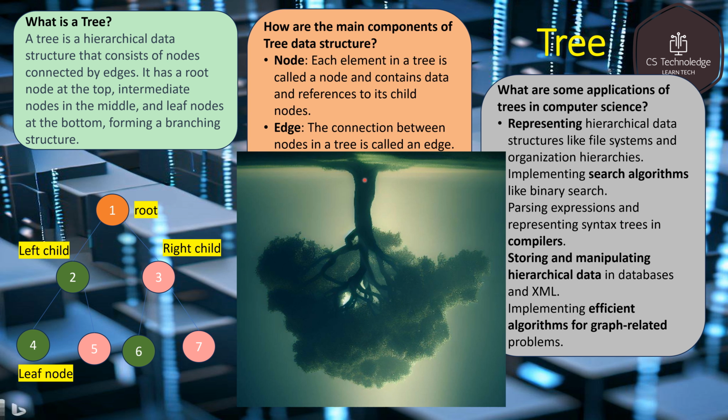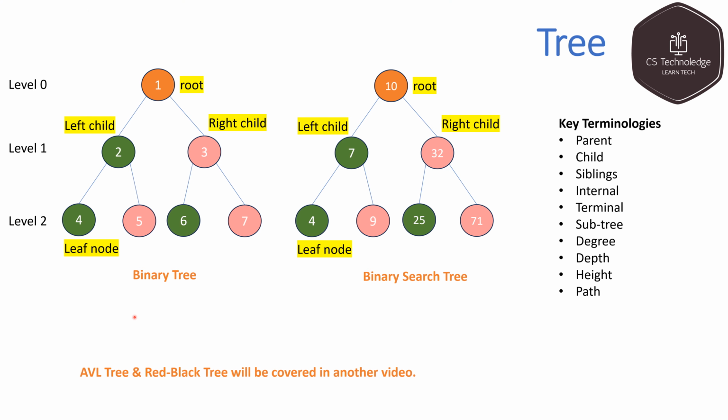Generally, you have to picturize the tree data structure as an inverted tree, right? At the top you get the root and then you get the branches, which are nothing but the nodes. And at the end you get the leaf nodes. Here we will discuss some key terminologies related to the tree. At the same time, we will discuss the difference between the binary tree as well as the binary search tree.